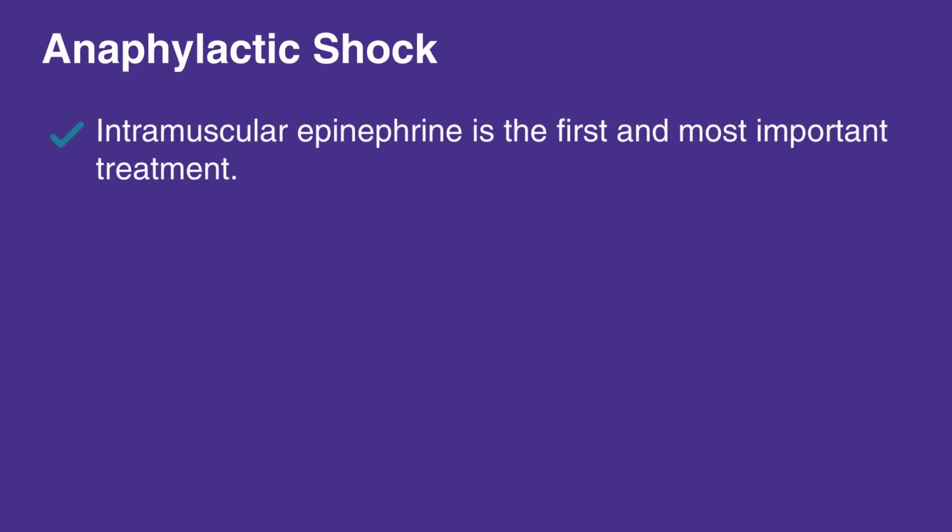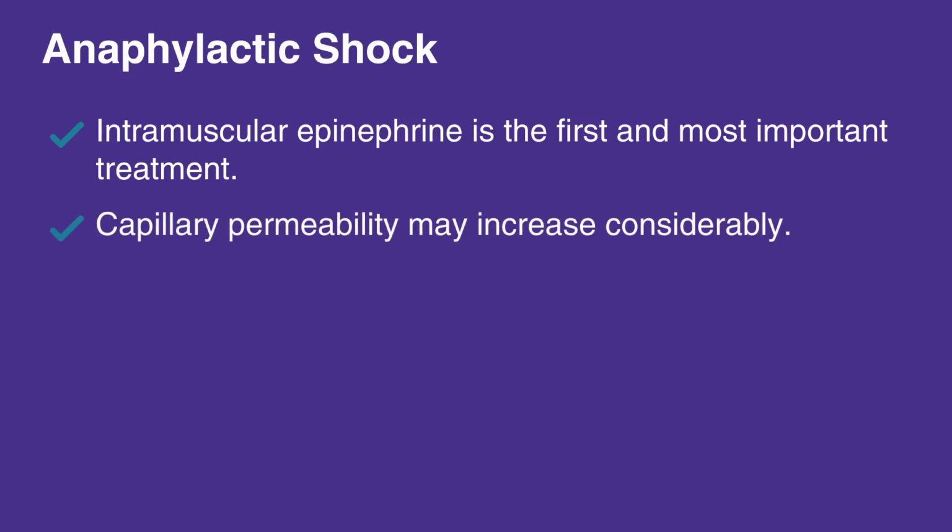For anaphylactic shock, intramuscular epinephrine is the first and most important treatment. In severe cases, a second dose of epinephrine may be needed, or intravenous administration may be required. Crystalloid fluid can be administered judiciously. Remember that in anaphylactic shock, capillary permeability may increase considerably.